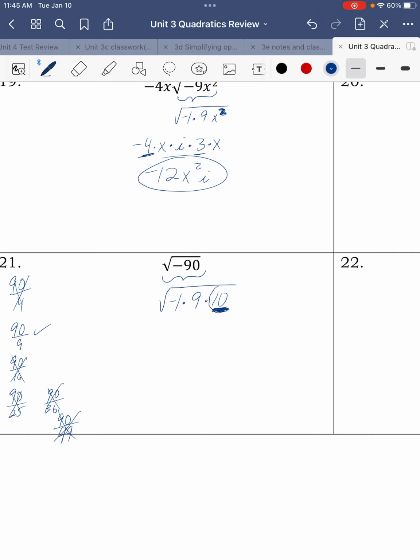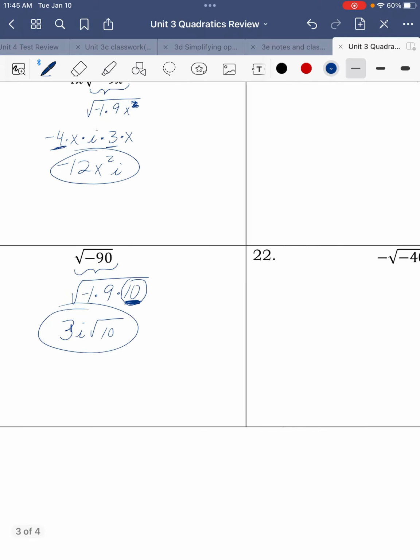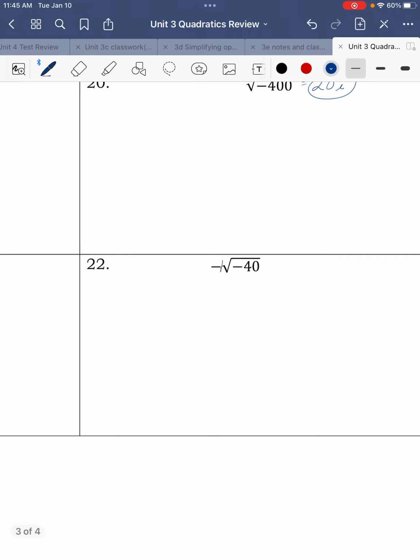You can also look at it as, if 9 is the biggest, this 10 you can't divide by any of these perfect squares. 10 doesn't divide by 4, doesn't divide by 9, 16, 25. If it did, that means that 9 would not be the biggest. There'd be a bigger one. All right, so the square root of 9 is 3. Square root of negative 1 is i. Square root of 10. So 3i square root of 10.